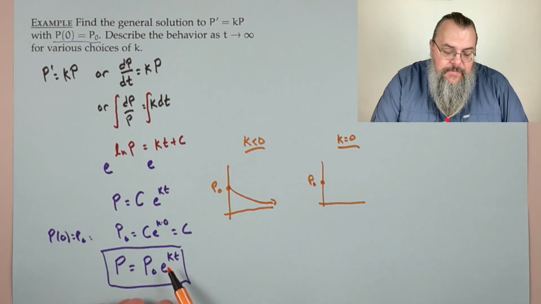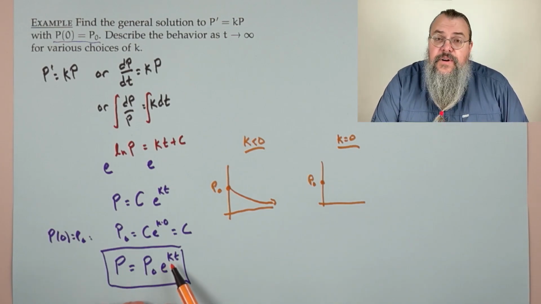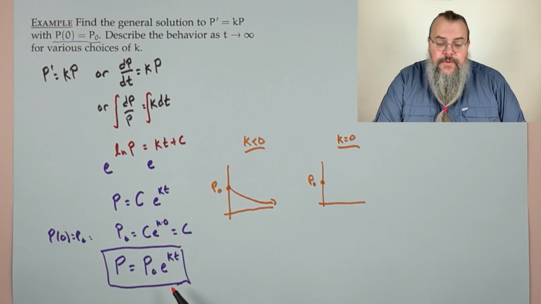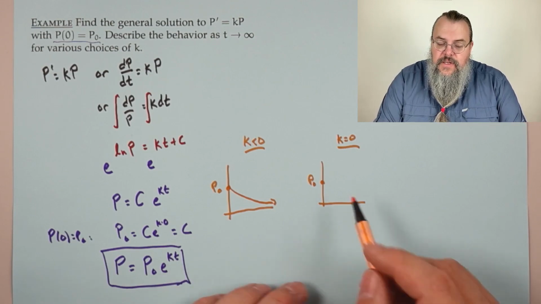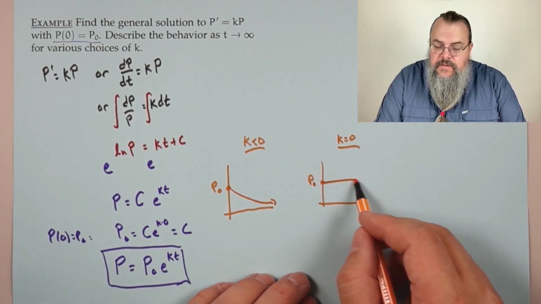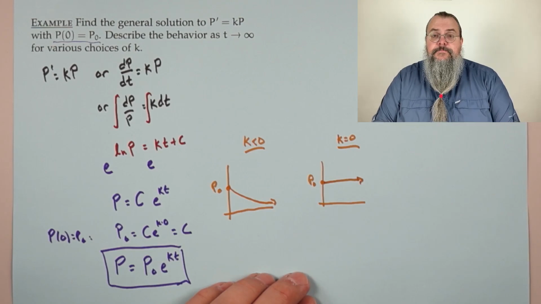And we see that, right? Because we'll have e to the 0t, which is always 1 for any choice of t. And so what that does is it stays level.